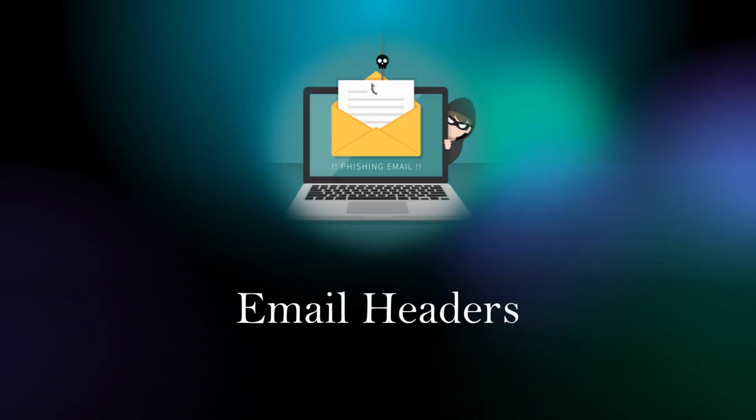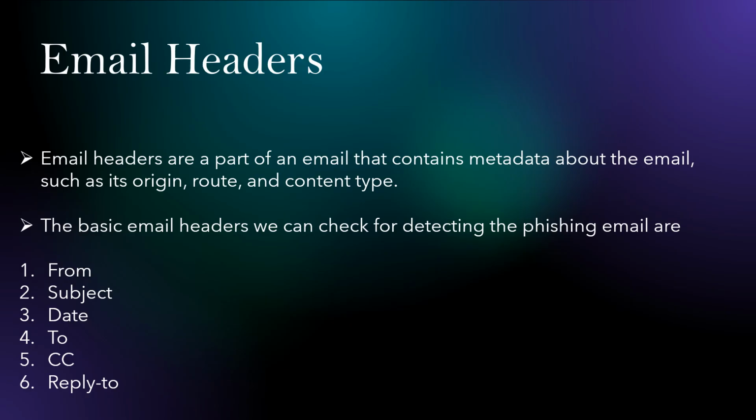Next thing we are going to see is the email headers. These email headers are very important in sending the email. Email headers contain the metadata about your email, such as its origin, route, or content type. In content type, you can tell whether there is an attachment in your email or not. Route is the route it is going to follow to send your email, and origin is where you are going to send the email from.